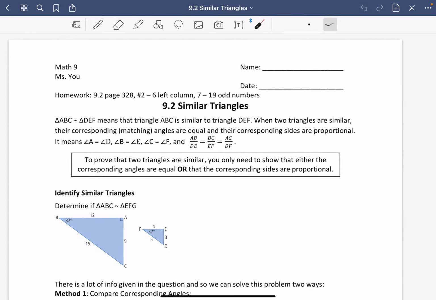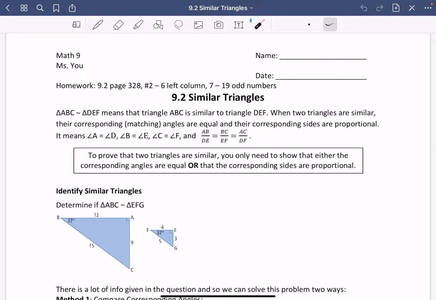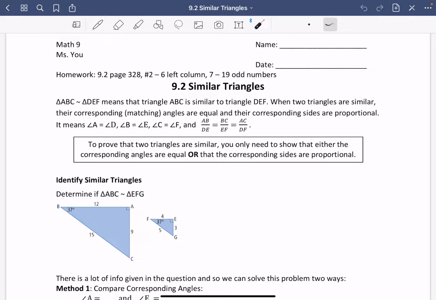Okay, let's review what similar figures are. So, triangle ABC is similar to triangle DEF. This symbol means similar to. When two triangles are similar, their corresponding angles are equal, and their corresponding sides are proportional. So it means that angle A is equal to angle D, angle B is equal to angle E, angle C is equal to angle F.